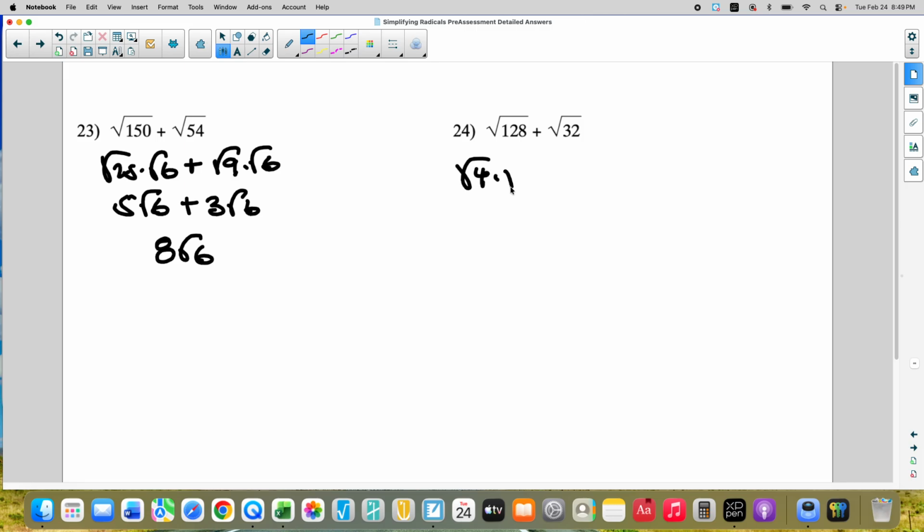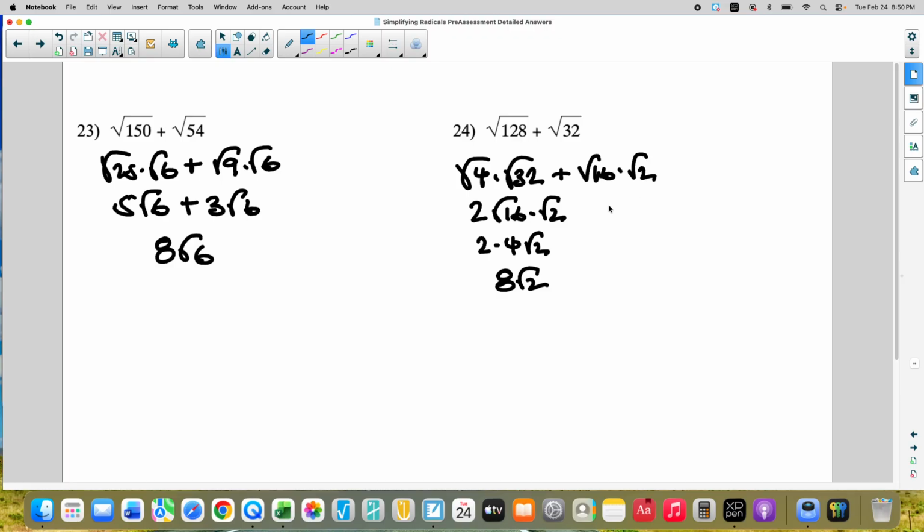128, I think we just did that. That is 4 and 32. So that becomes 2, and that's rad 16 rad 2, which becomes 2 times 4 rad 2, or 8 rad 2. This 32, oh, I could have done that. That would have been fun. I didn't see that, I could have made this 2 rad 32 and added to that one, but that's fine. We can still get there.